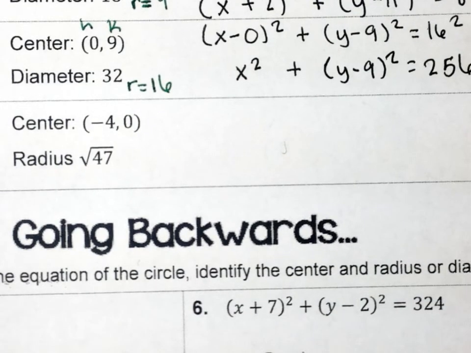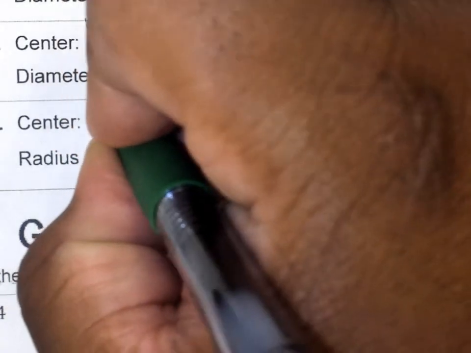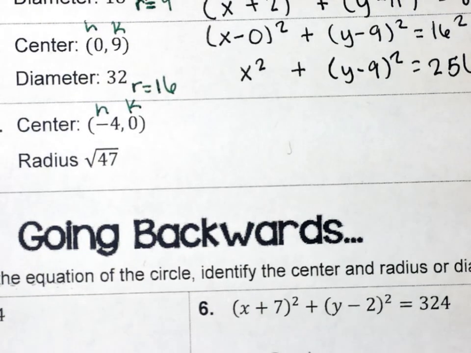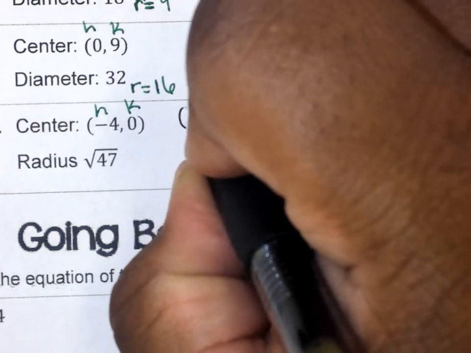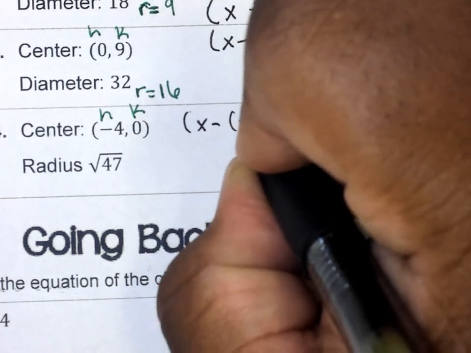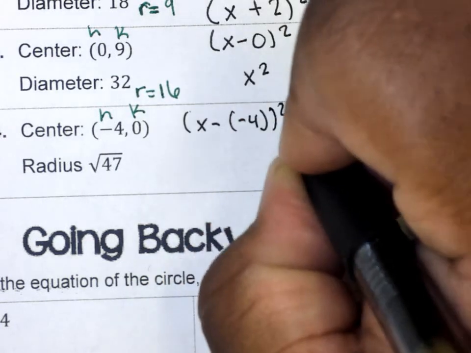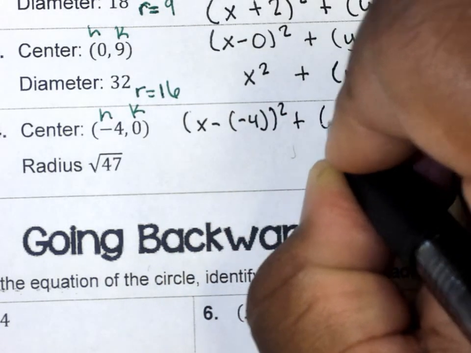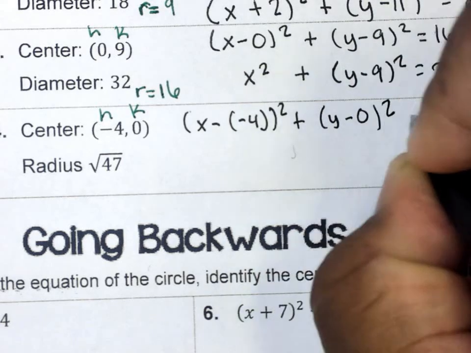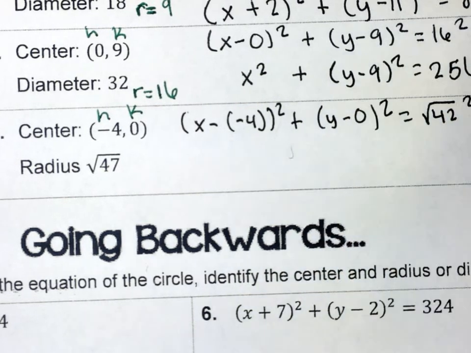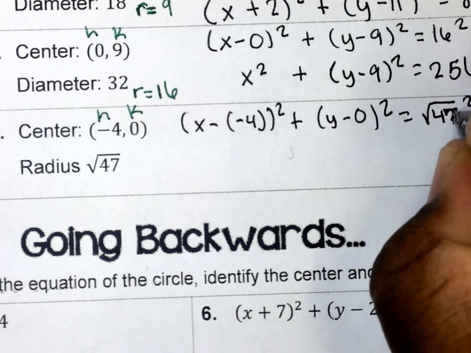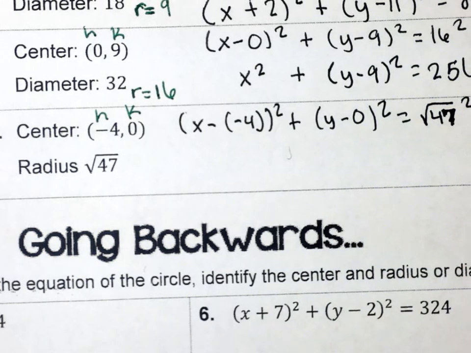Alright, next one. HK, radius is square root of 47. (x minus negative 4) squared plus (y minus 0) squared equals square root of 47 squared. Oh, I put 42. 47 squared.